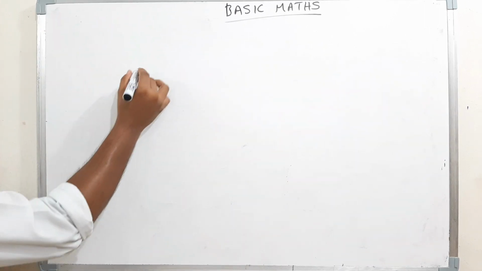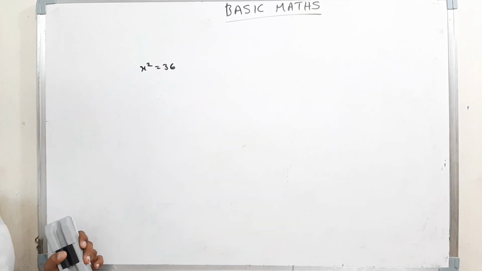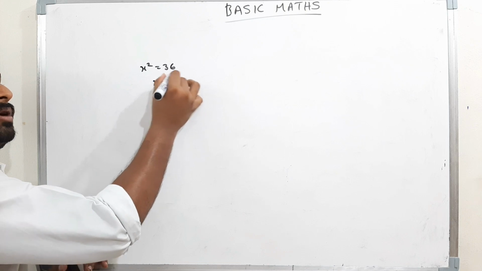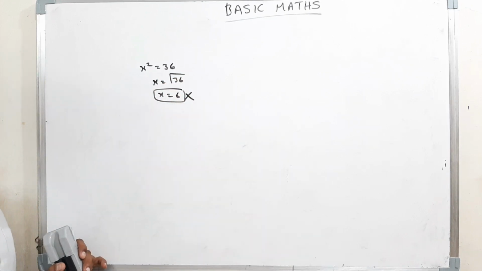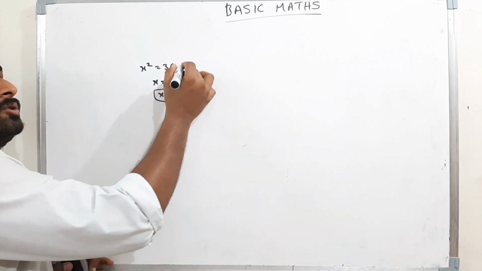Now we'll see the first problem. x square is equal to 36. Now how can I solve this? I can say x is equal to root of 36, that is nothing but x is equal to 6, which is a totally wrong way. If I do like this, I will get only one root. We actually can't solve it in this way. I should solve this in this method.